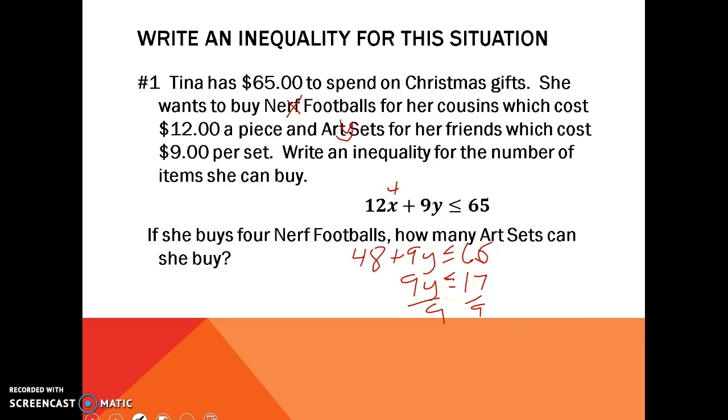If we divide by 9, then Y is less than or equal to 17 divided by 9, which is going to be less than 2. It's going to be like 1.9 or 1.89, something like that. And so Y has to be less than that. And so the answer to this question is going to be that she can buy only 1 art set. She almost has enough money to buy 2 of them, but she doesn't. It has to be less than 1.9 art sets. And so the answer to the question, how many can she buy? She can only buy 1 art set.